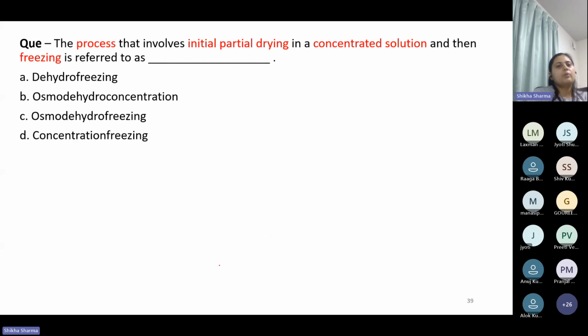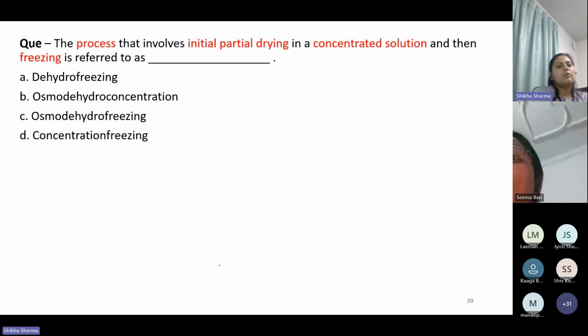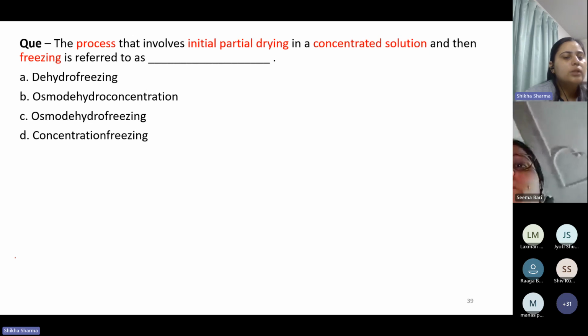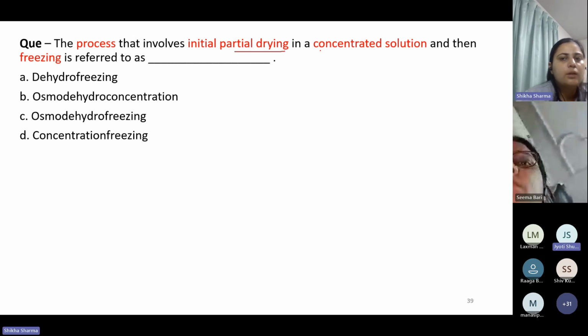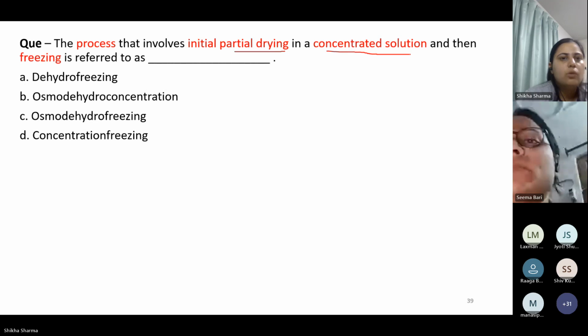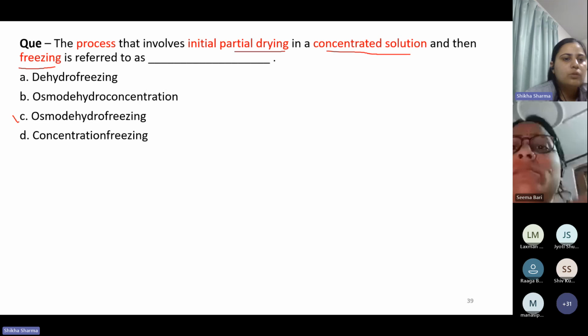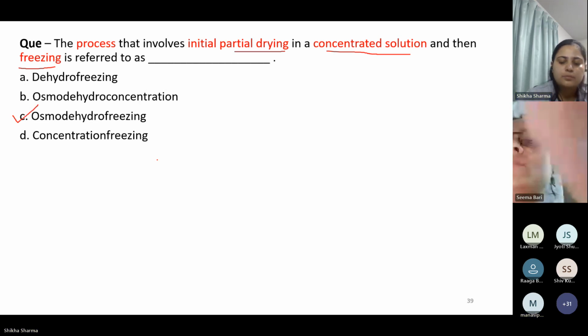The next question is: the process that involves initial partial drying in a concentrated solution and then freezing is referred to as dehydrofreezing, osmodehydroconcentration, osmodehydrofreezing, or concentration freezing. First, we are at Option C: partially drying in a concentrated solution and then freezing. So Option C.